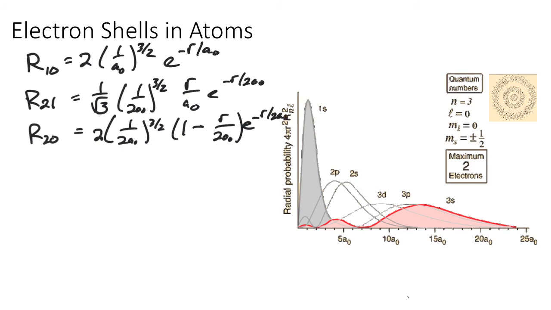So we see for n, the maximum L is always 1 less than that. So L has to be less than n. And we can see that in the nomenclature for the associated Laguerre polynomial, where the subscript that we used was n minus L minus 1, and that number has to be greater than or equal to 0.